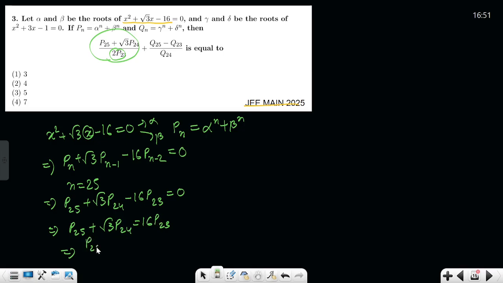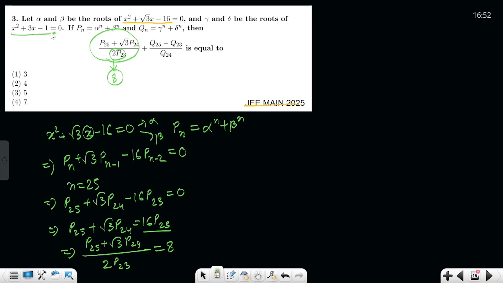So find the value of P25 plus root 3 P24 divided by 2 P23. If we bring that 2 P23 here, it will be 8 here, right? If you cross multiply, you can see that this is completely correct. We are getting 16 P23 on the right hand side, which is completely correct. So we got the value of this quantity, which is 8. That's simple. Okay, nothing hard here.